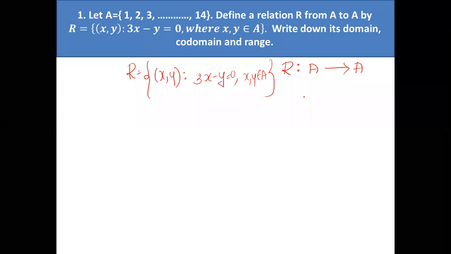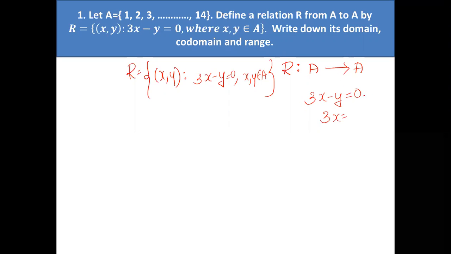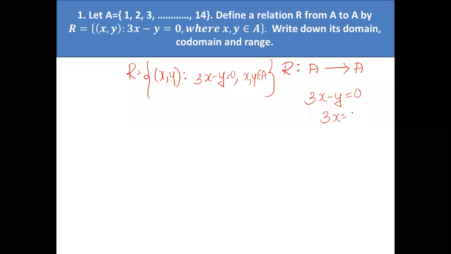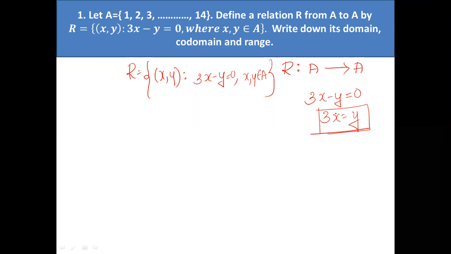Now what is the equation that they have given? They have given 3x minus y is equal to 0. Correct? So 3x is equal to, if I take minus y to the other side, here there is a minus, so when it goes to the other side, what happens? It becomes plus. Correct? Yes, good Tasmia, your answers are correct. So minus y, when taken to the other side, became plus y. So 3x minus y is equal to 0, you can also write it as 3x is equal to y.